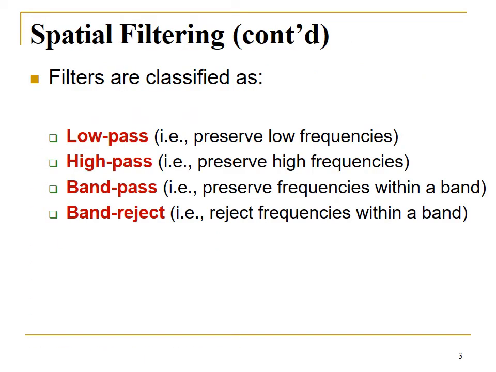Okay, so spatial filters are further classified into four different types of filters, such as low pass, high pass, band pass and band reject filters. The low pass filter is used to preserve low frequencies, whereas the high pass is used to preserve high frequencies. The band pass is used to preserve frequencies within a particular band that we allocate, and the band reject filter is used to reject the frequencies within the particular band.